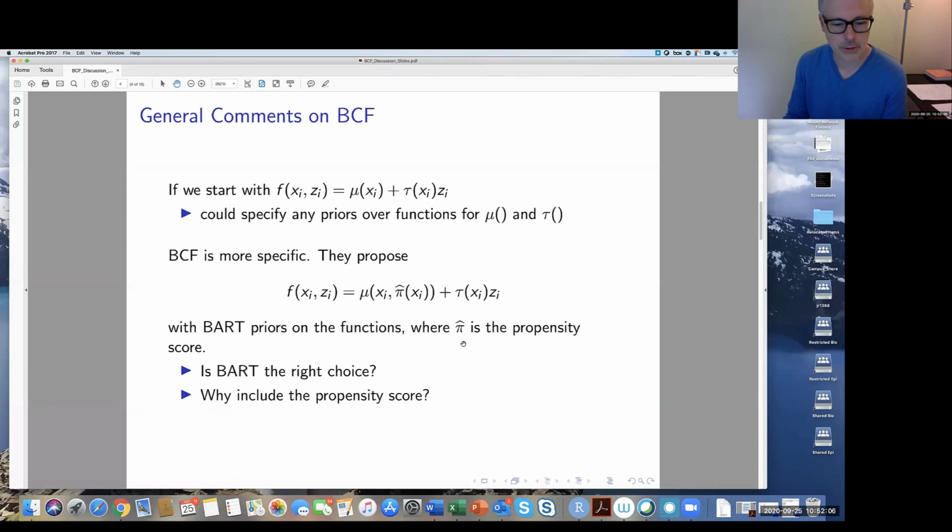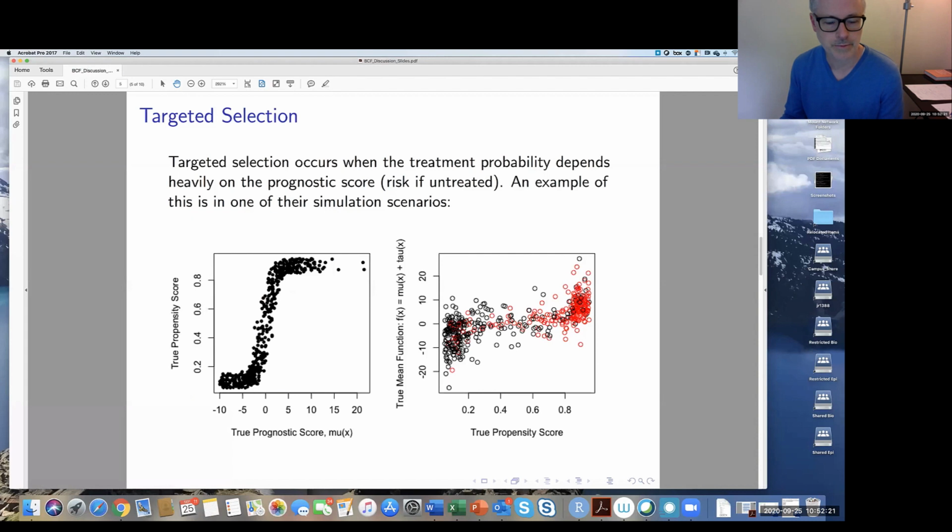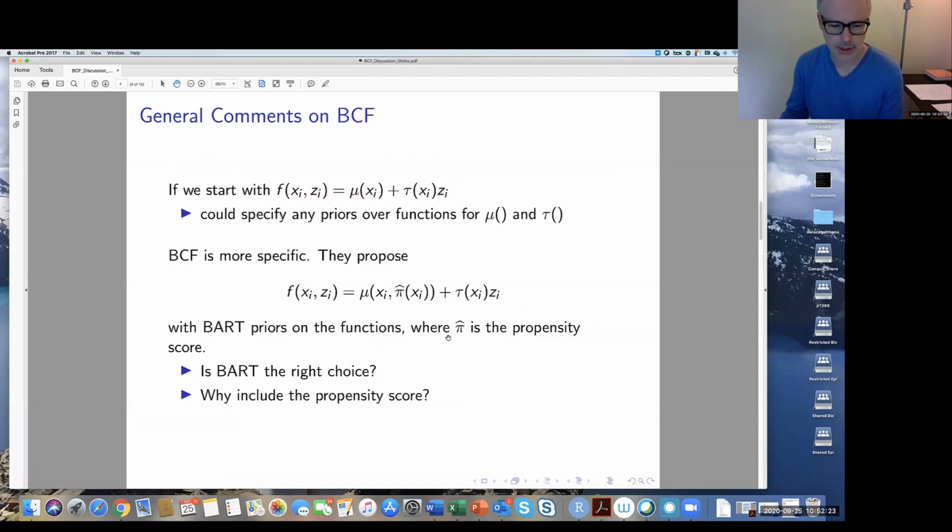And so one of the questions is, I guess there's a couple of questions. Is BART the right choice for these? When would it be? When wouldn't it be? And then also, why include the propensity score, or when would it be beneficial to include the propensity score? We talk more about that in the discussion, and we'll also talk a little bit about some of these points in the next couple of minutes.